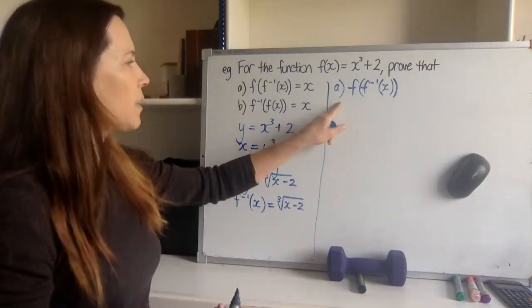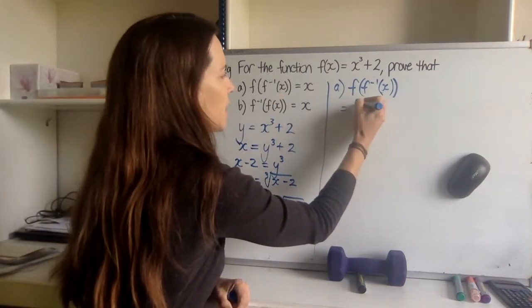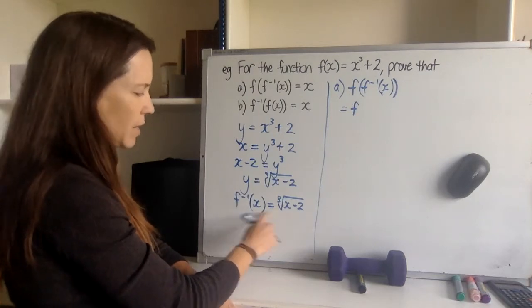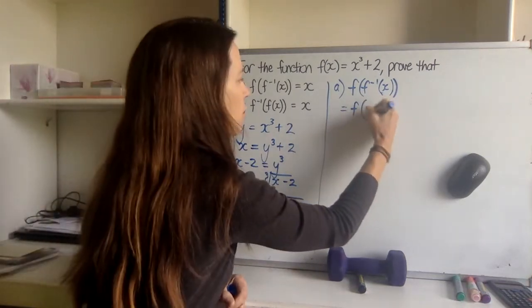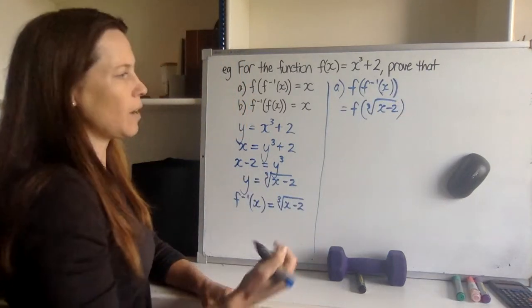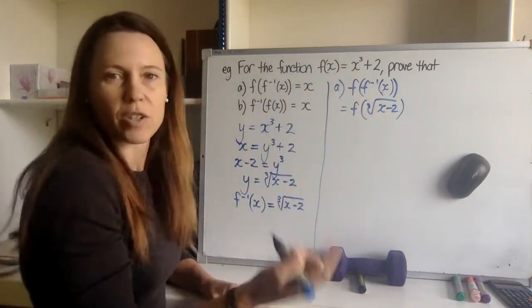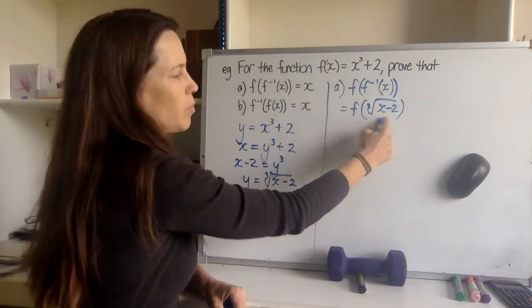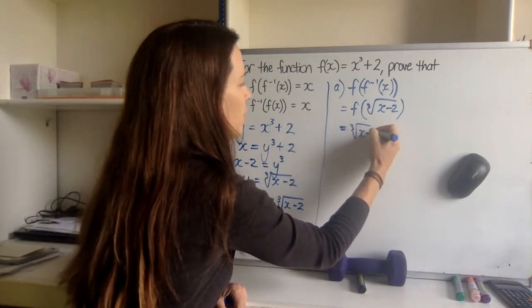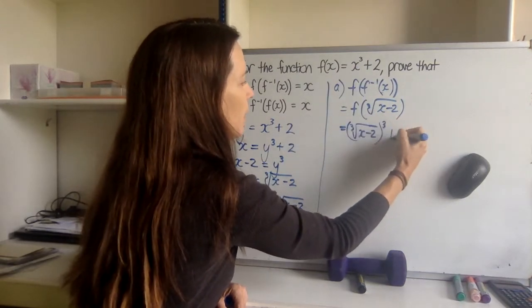So now for a, I can start with what I've been given, and then on the next line I can sub in what I have for the inner brackets here, which is my inverse function. So instead of writing that, I'm going to write the cubed root of x minus 2. And that effectively means I need to put the cubed root of x minus 2 into the original function. And anywhere they had an x, I'm going to put this. So that's the same as taking my cubed root of x minus 2 and cubing it and adding 2.